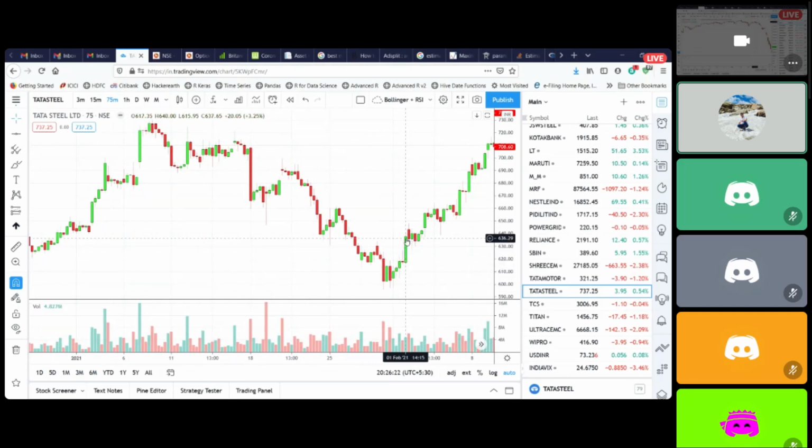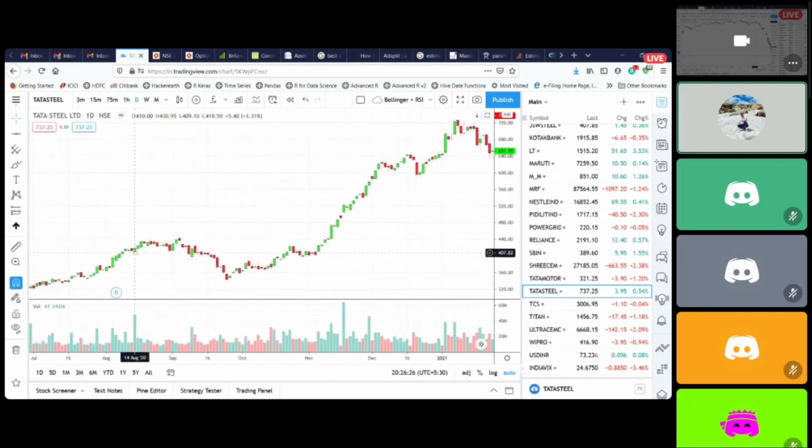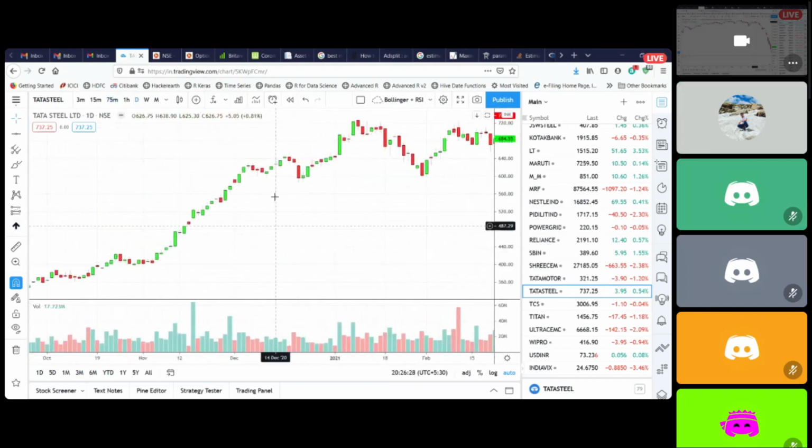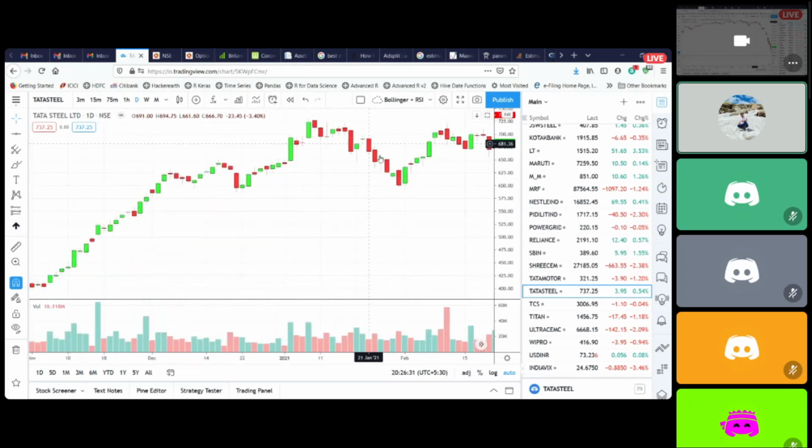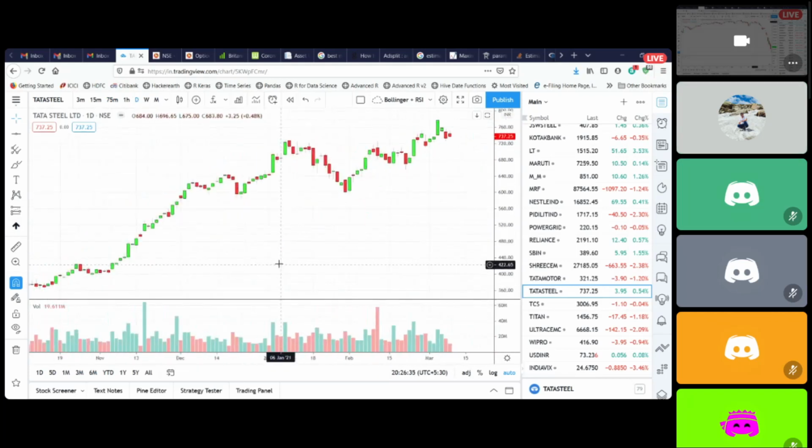This is the time to go long on the 75-minute. Big green candle here. But see the same thing in the daily chart. This bottom at 600, and then this bottom at 600. Such a beautiful green candle here at 635. So go long at 635, book at 720. What a beautiful trade.